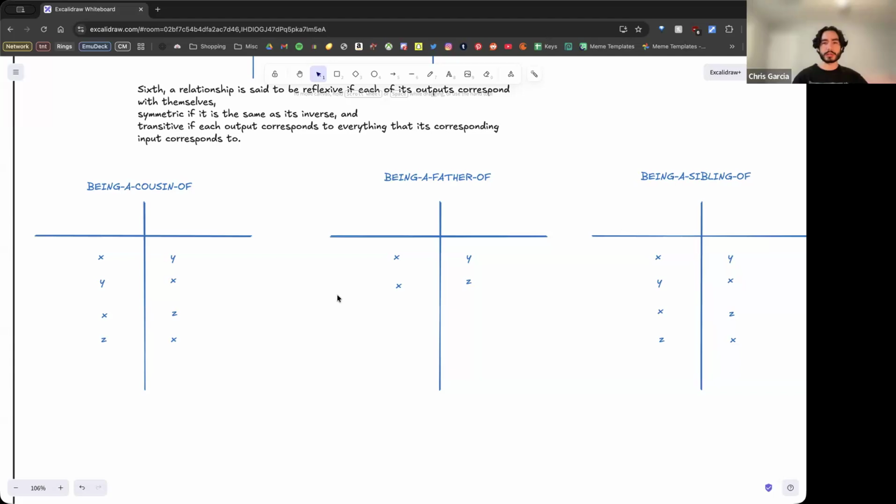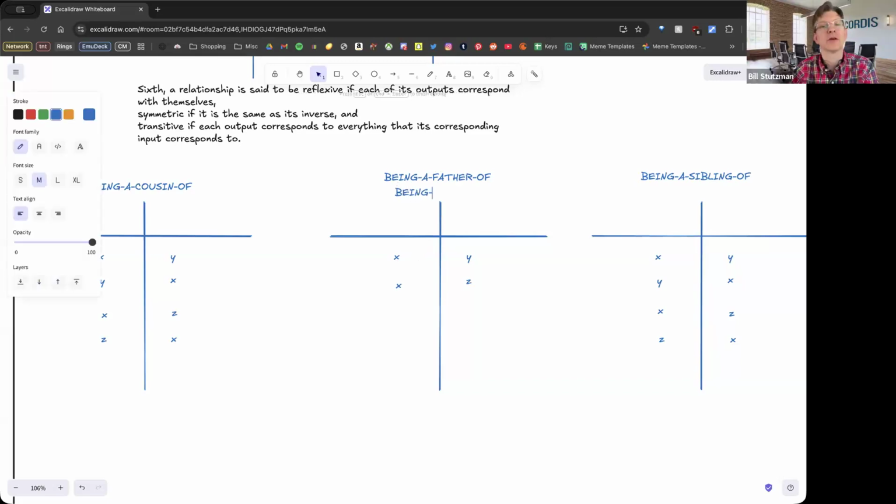So you're saying being a sibling of relationship is not symmetric? It is symmetric, but being a brother of is not symmetric. Right. Because if you have a sister, they're not your brother, they're your sister. Yep. Okay. So that would be kind of the same as being a father of. Would look the same. Yeah. In that sense, yes.